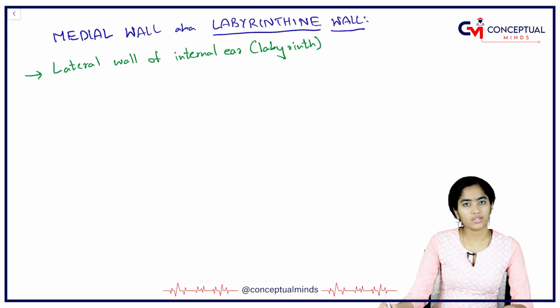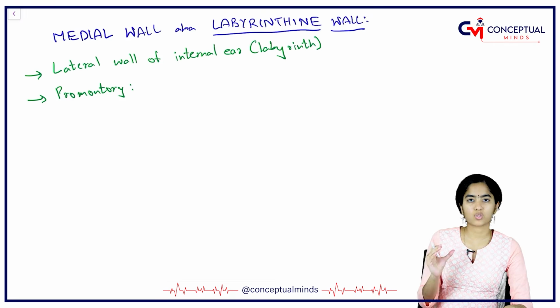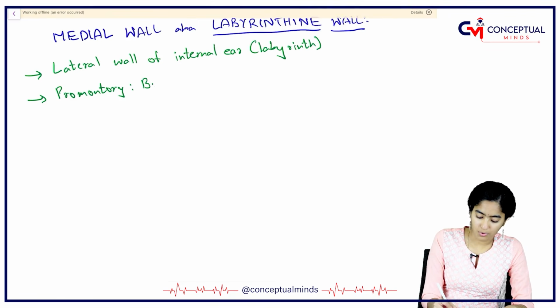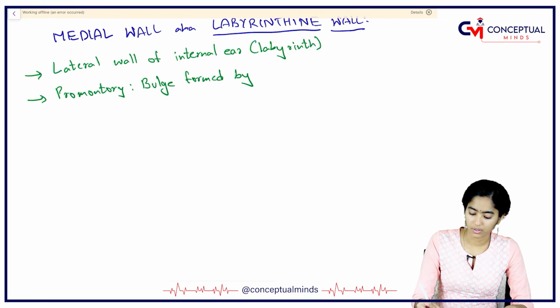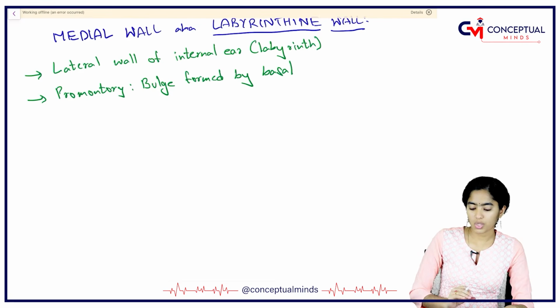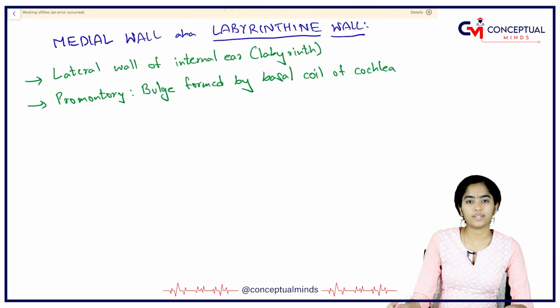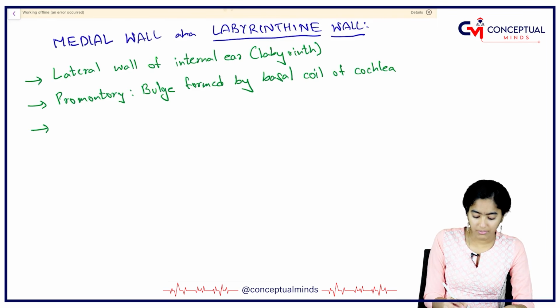Let us see what are the important structures present here. The first structure that we need to see is the promontory, because that is most evident. Promontory is a bulge that is formed by the basal coil of the cochlea. Cochlea is a structure that twists upon itself, so it has a basal coil and some apical coils. So the bulge that is formed by the basal coil of the cochlea is the promontory.